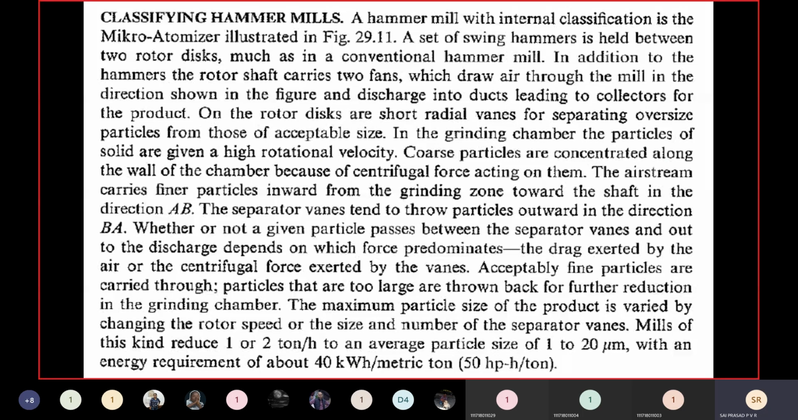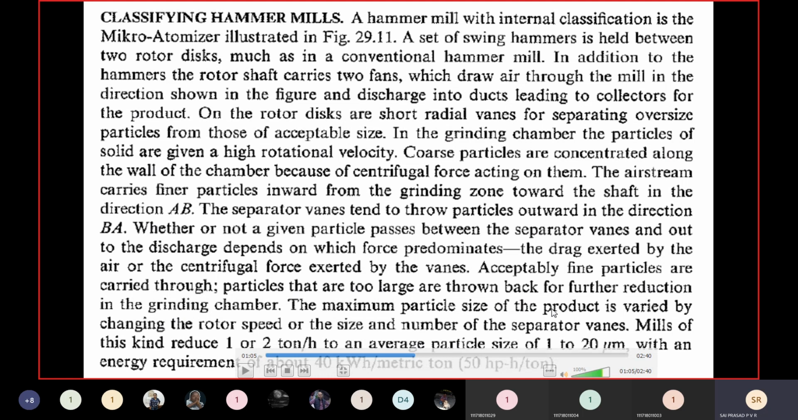Suppose the size of the particle is more, its mass is more, so the centrifugal force is more. What will happen? It will not accept the drag force, so it will go away from the center and take the blows of the hammer for further size reduction. The drag exerted by the air or the centrifugal force exerted by the vanes are important. Acceptably fine particles are carried through. Particles that are too large are thrown back for further reduction in the grinding chamber.